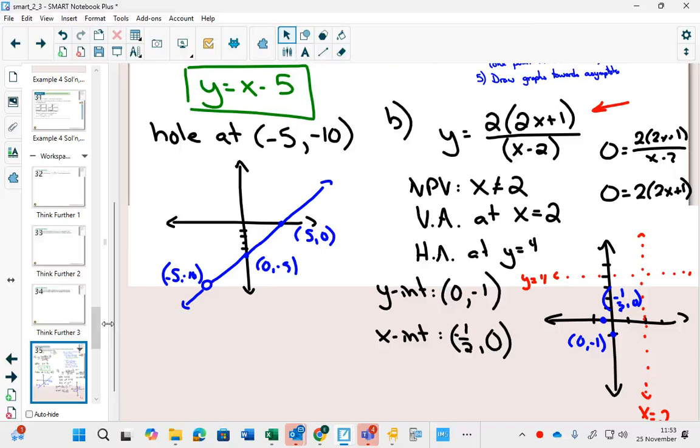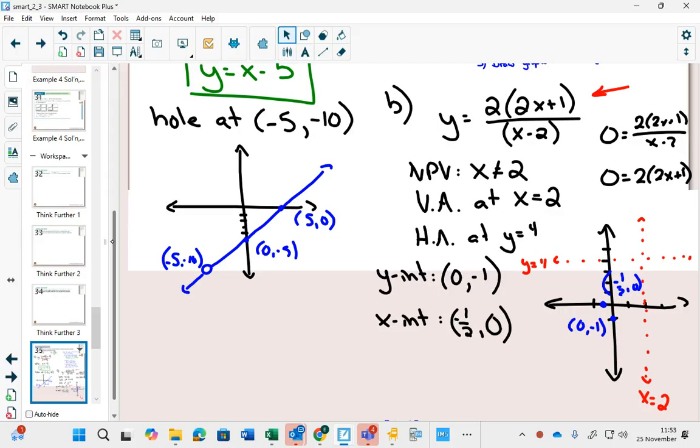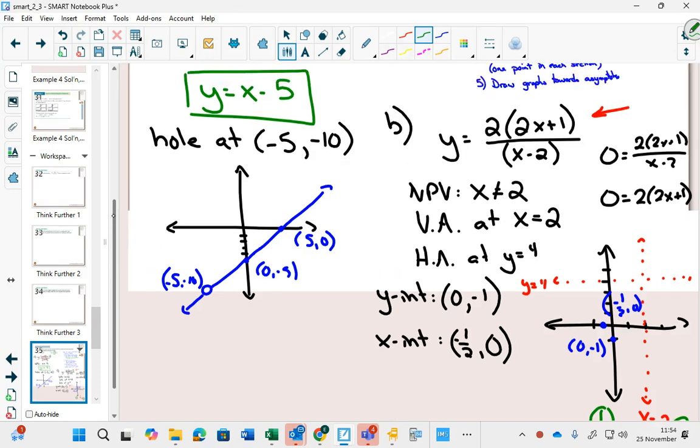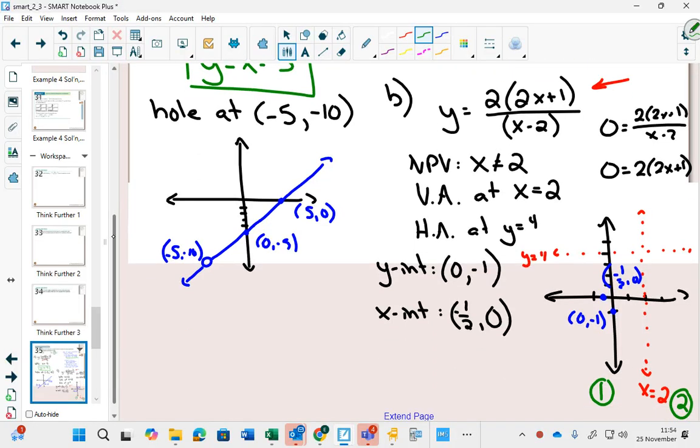And this is where, in step 4, it says intercepts and nice points, 1 point in each section. What do I mean by sections? Well, in our graph, our domain is separated into 2 sections because of the vertical asymptote. I'm going to call this section 1 to the left of x equals 2, and this section 2 to the right of x equals 2. And in step 4, it says we need to have 1 point in each section. What are the points that we have right now? We have our x-intercept and our y-intercept.